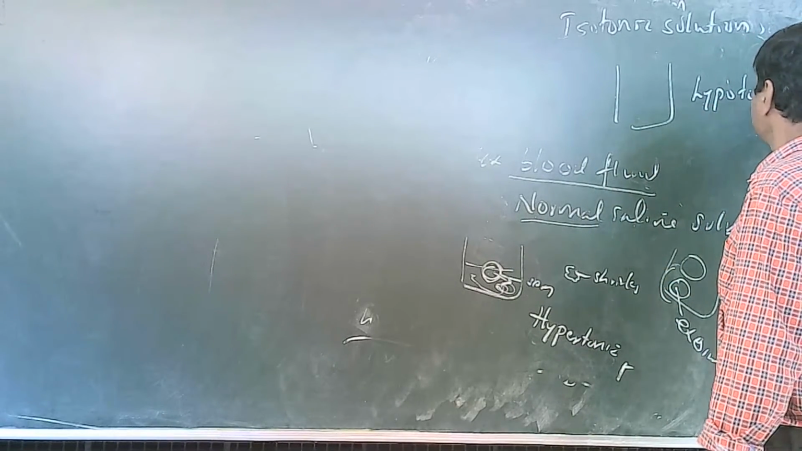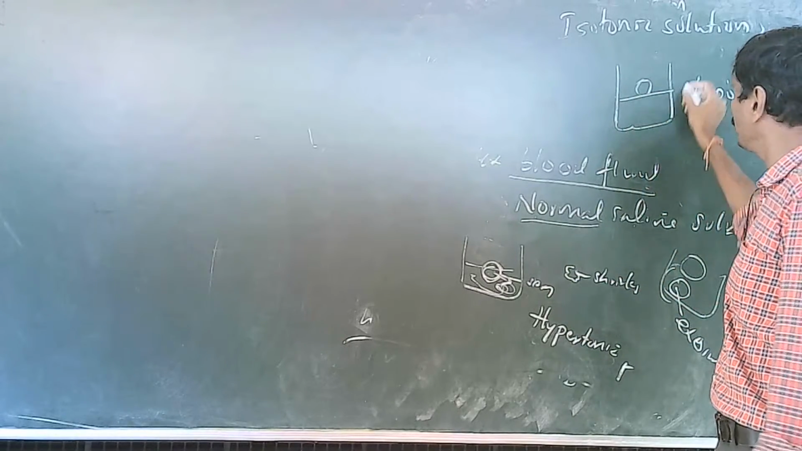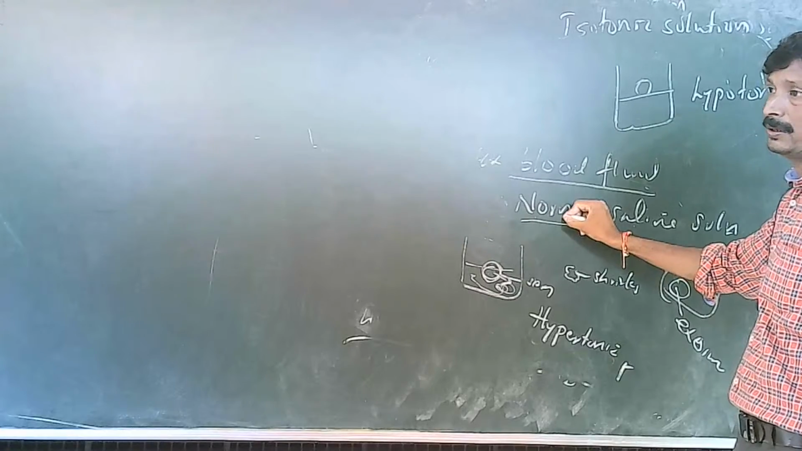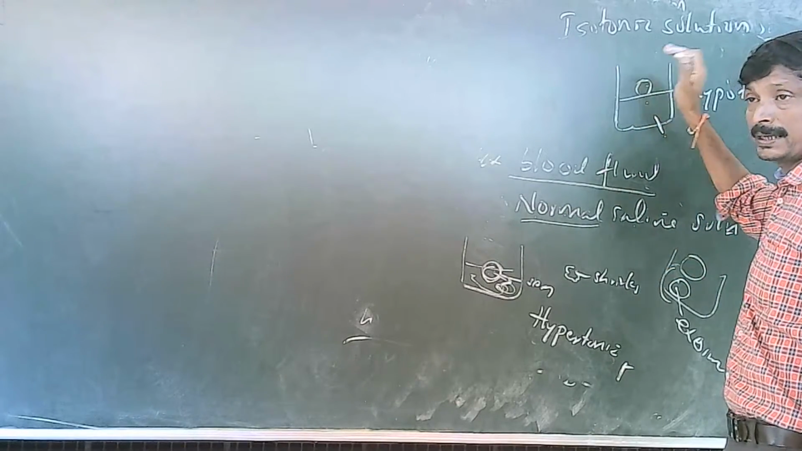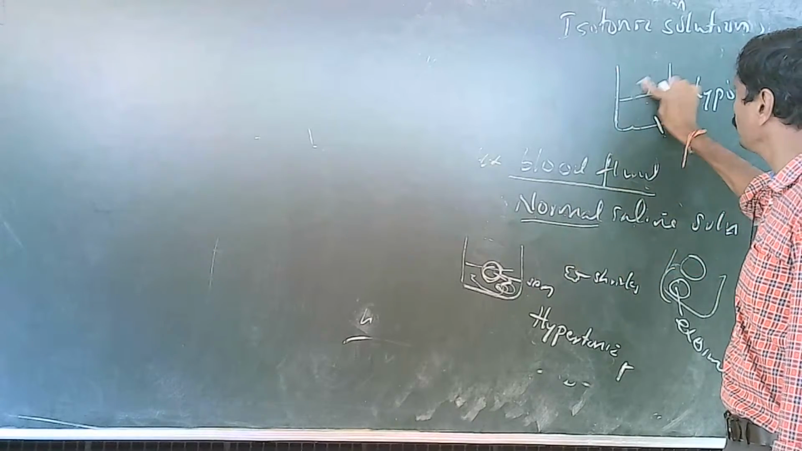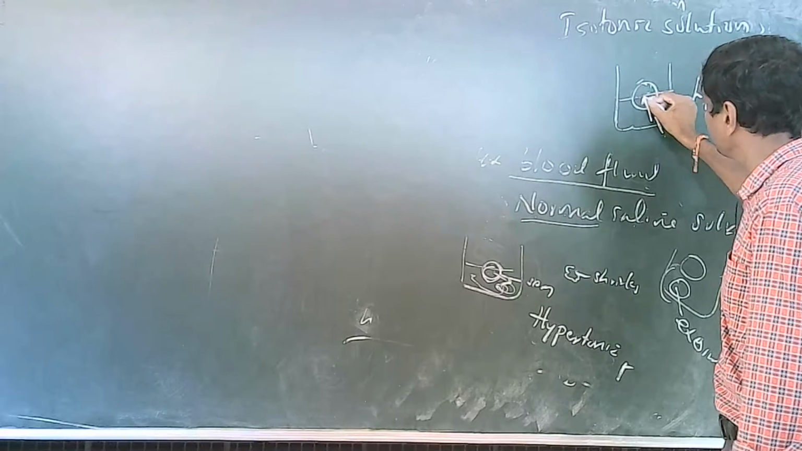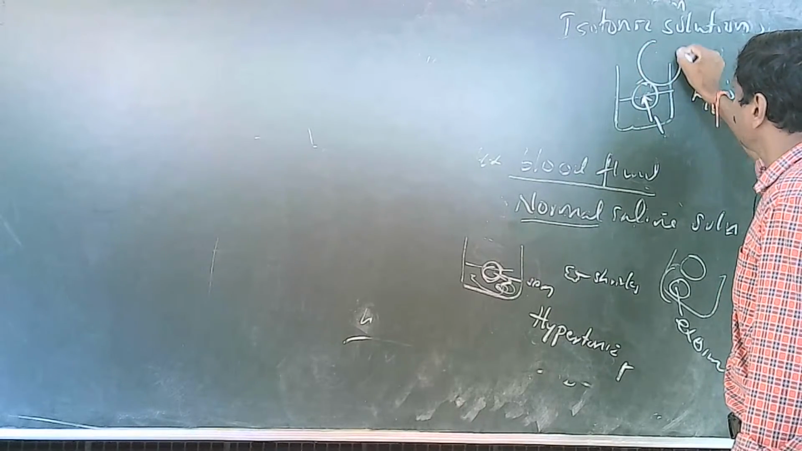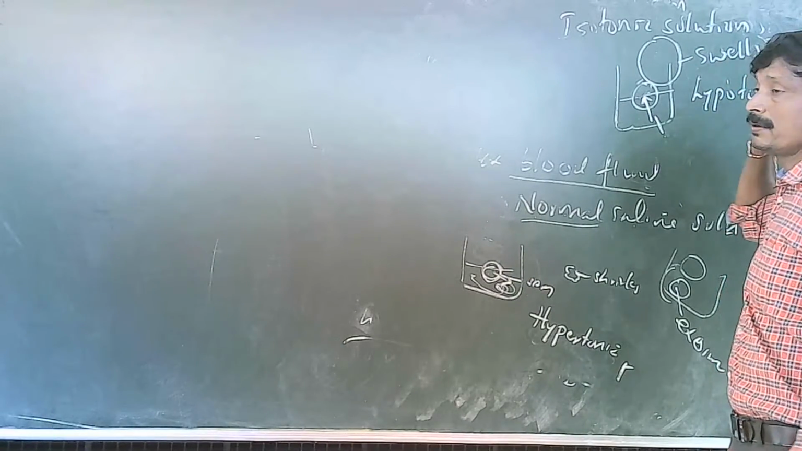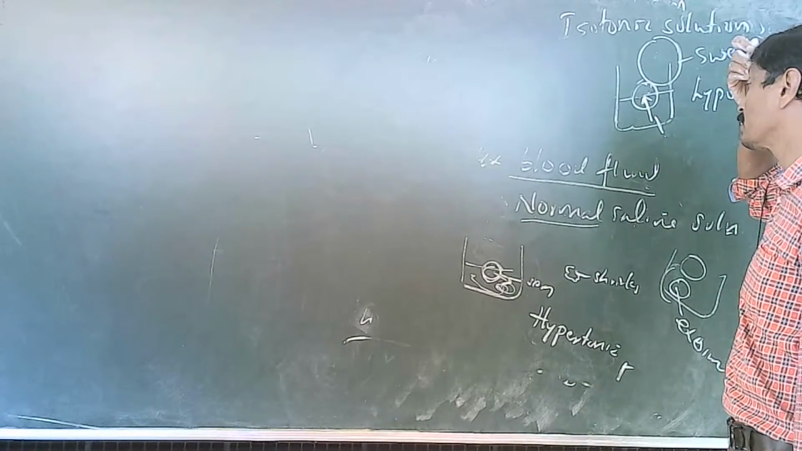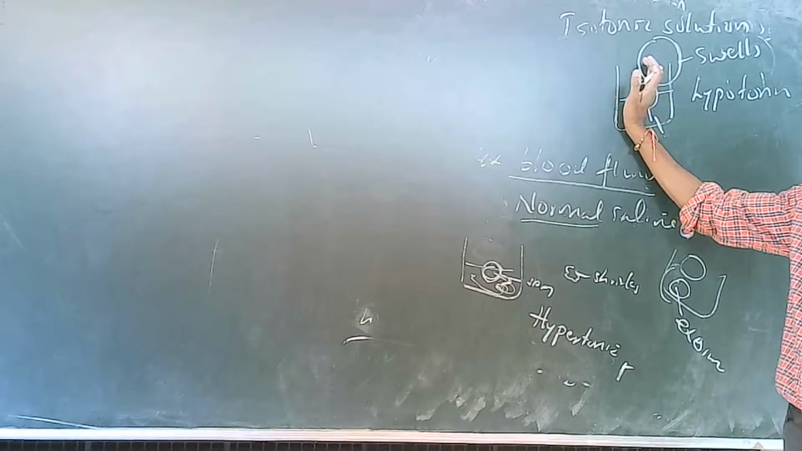Now hypotonic. Suppose the blood cells are placed in a saline solution whose concentration is less than the normal saline solution. The water molecules enter from outside to the inside. This is called endosmosis. The blood cell will swell. The solution is called a hypotonic solution.